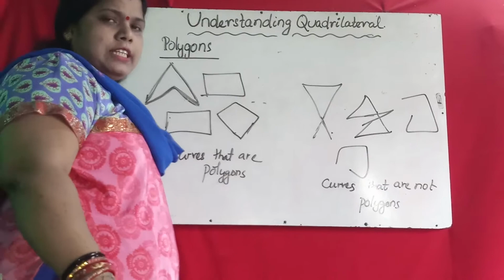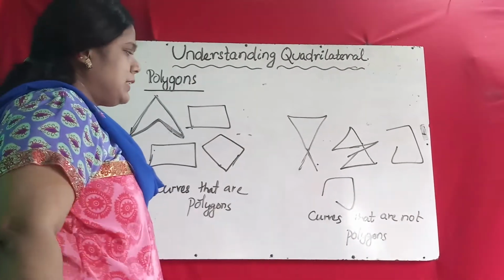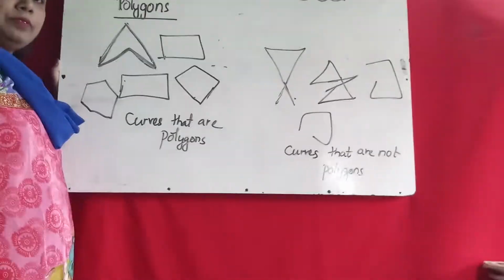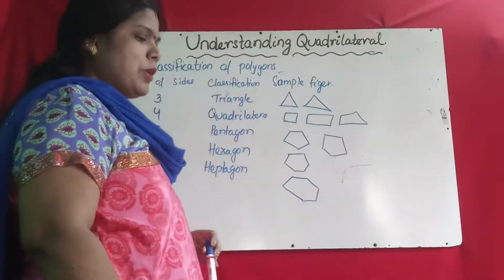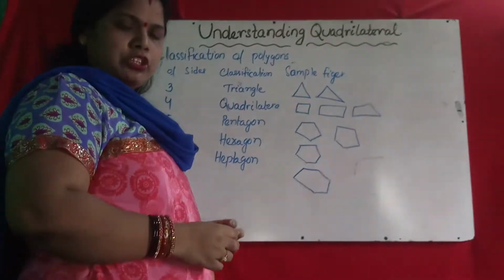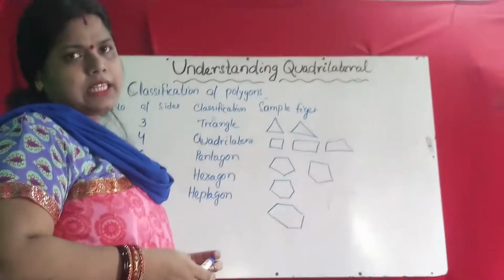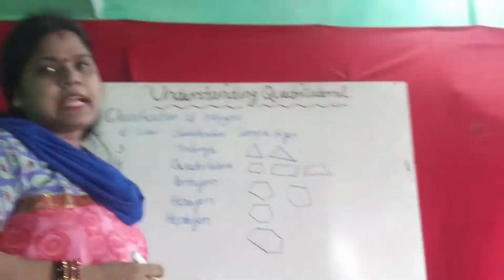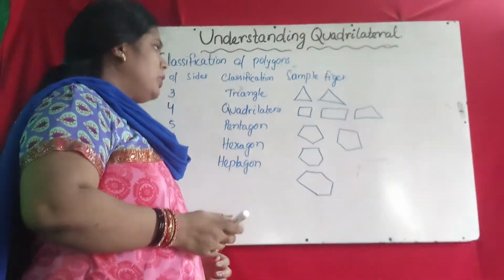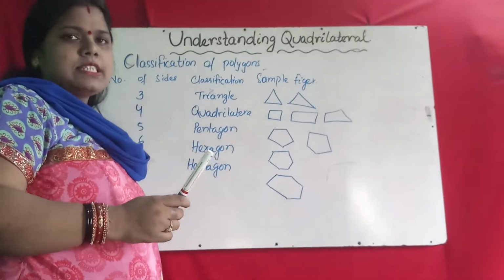Is that clear? The polygons are made of only straight lines. Now the classification of polygons. A polygon is a closed figure made of straight lines. Different types of polygons are there, and the names are different according to the number of sides they have. So a polygon is named according to the number of sides.